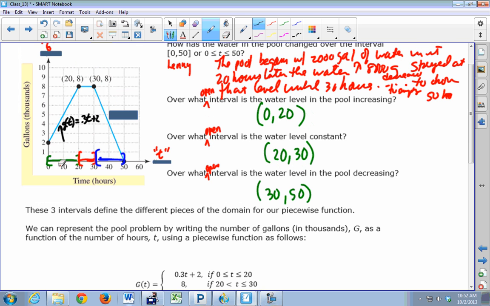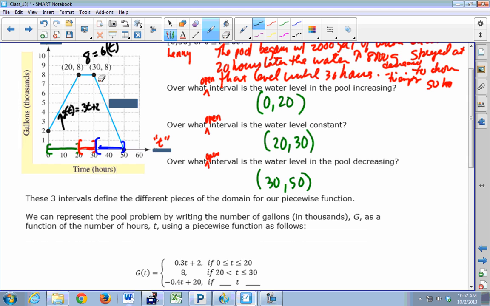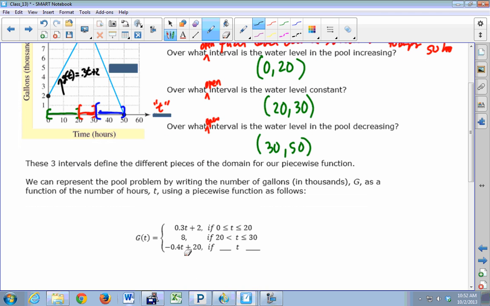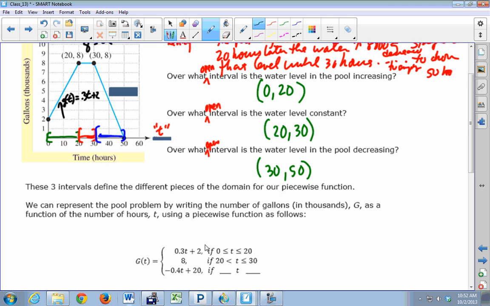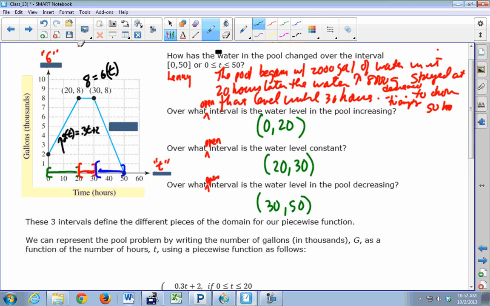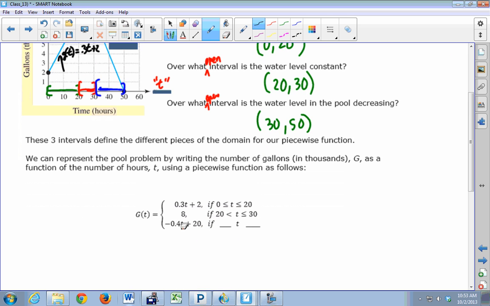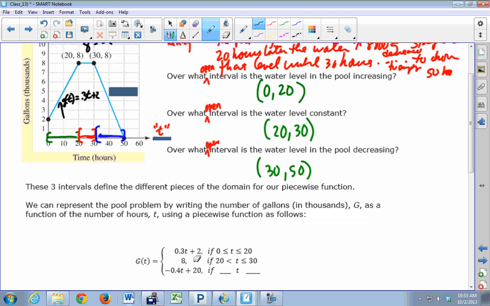Okay. The next piece here is constant. It's a constant level. It doesn't change any time in that time period. So that is a horizontal line. g of t is 8 in that interval. And then to describe this, our equation still is a linear equation. We don't know the y-intercept from looking at the graph. I mean, we'd have to continue this line in that direction or actually figure it out. So I'm giving it to you. The slope is negative. So this part of your equation, g of t, is negative 0.4t plus 20.